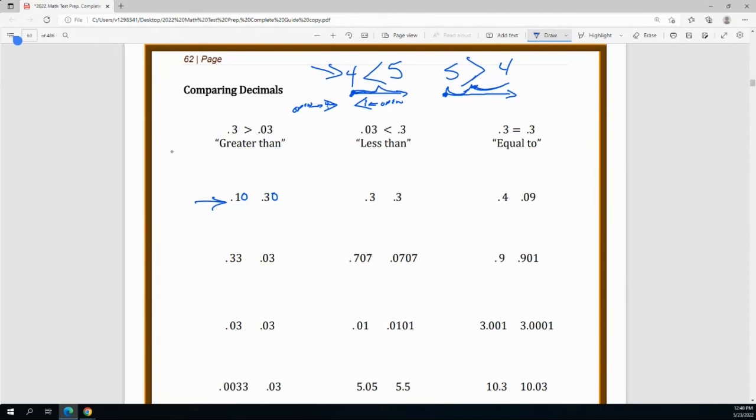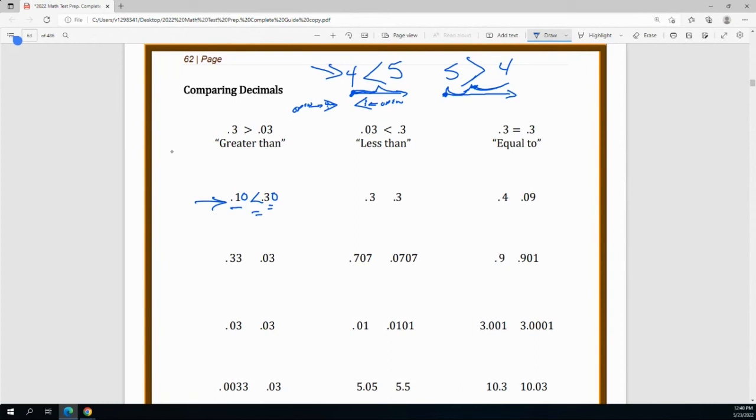I'd say, okay, let's use the inequality symbol. And you'd put it facing or opening towards the 30. Now, if I said, let's read this, you would say 0.1 is less than 0.3. Or if you wanted to say 0.10 is less than 0.30, that's fine, just so that we can practice.